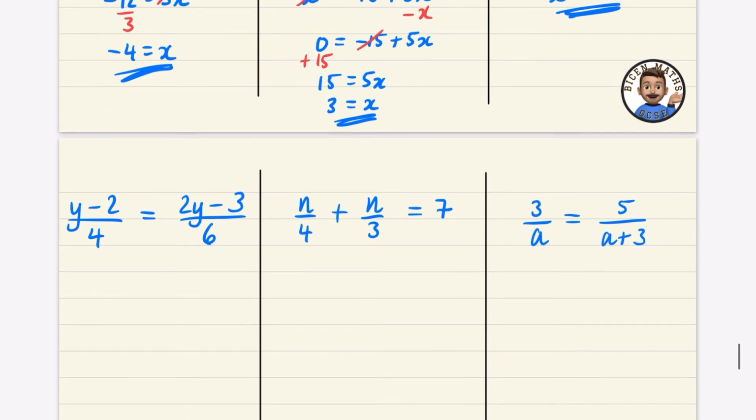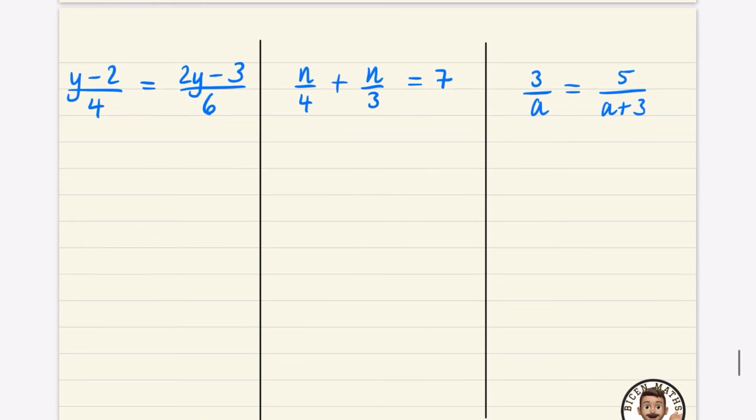Okay, there are now just 3 more examples, and then that is us done here. So like I did on the previous one, that 4 jumps up to the other side and multiplies. That 6, when you multiply by 6, is going to jump up to the other side. It's going to kind of be out the front there. There's that cross multiplication. Expanding the brackets gives you 6y minus 12 equals 8y minus 12.